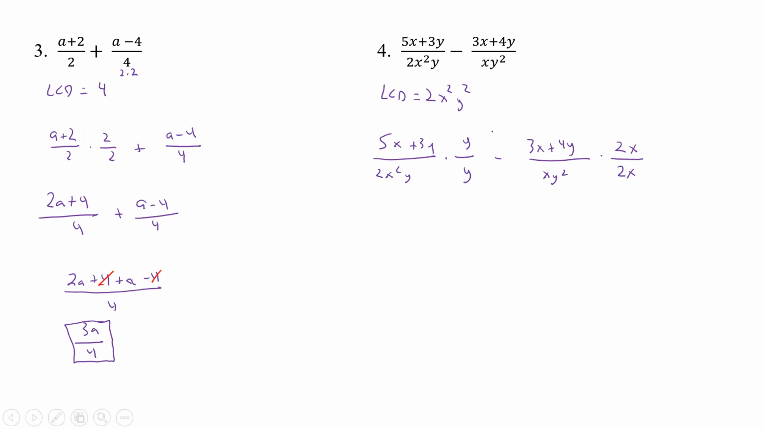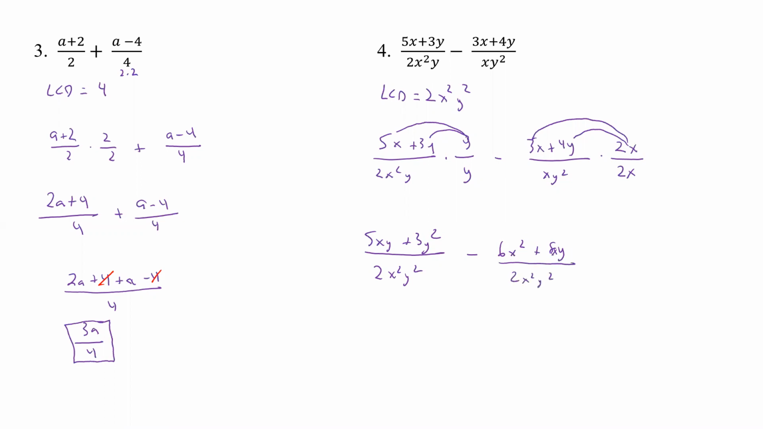So now we have to multiply on the numerator. So we're going to take the 5x plus 3y times y, and remember, you're distributing, so you're going to take it times that one and that one. And here you're going to take this times this and this. So here we get 5xy plus 3y squared over 2x squared y squared. And then we have minus. Now we have 2 times 3, so that's going to give us 6x squared. And then plus, and that's going to give us 8xy. That'd probably be the easiest way to write it. And then over the 2x squared y squared.